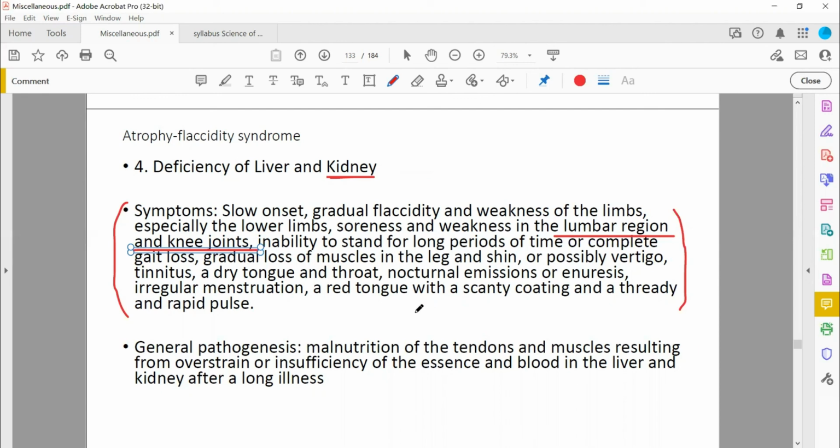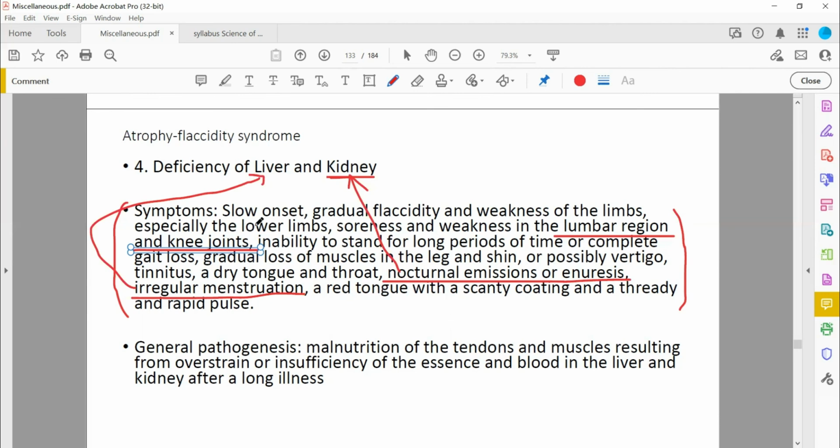And nocturnal emissions, or in urine. Yes, kidney. And the tinnitus, kidney, right? And the irregular menstruation, also liver. It could be related to the liver, or to the kidney. But the liver and kidney have a very close relationship, right? The blood and the essence, same source.